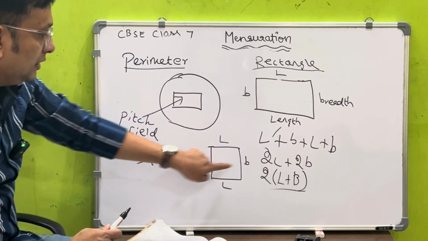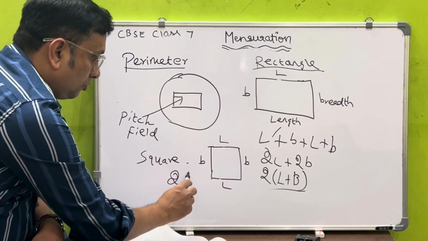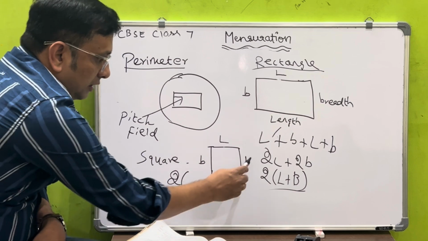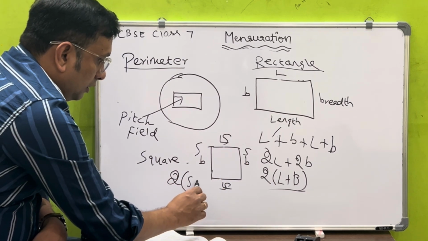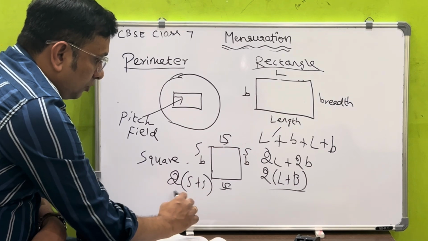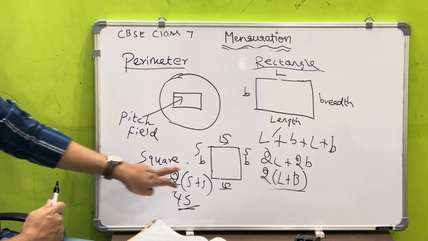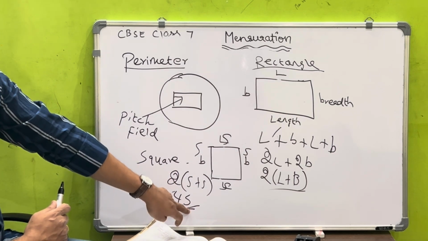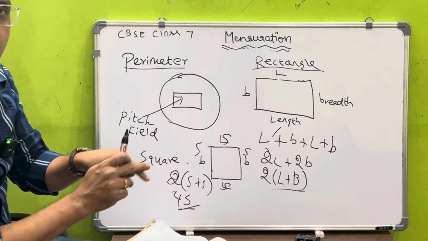Coming to the square, same thing. Since all are the same sides, we have S plus S plus S plus S. So 4S. So for a square, it is 4 into side. So perimeter is very simple. You just need to consider the boundary.